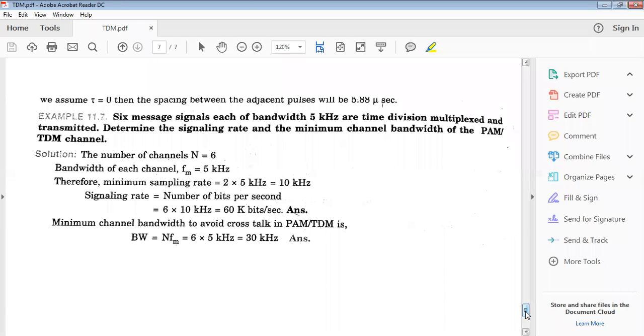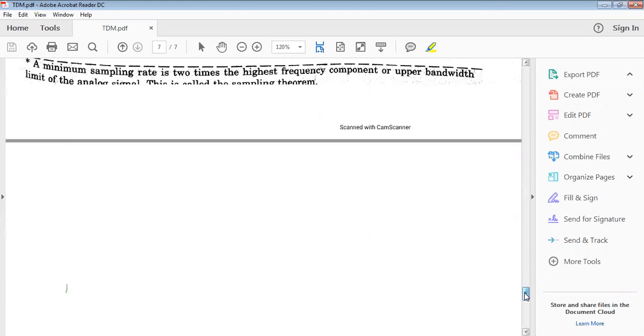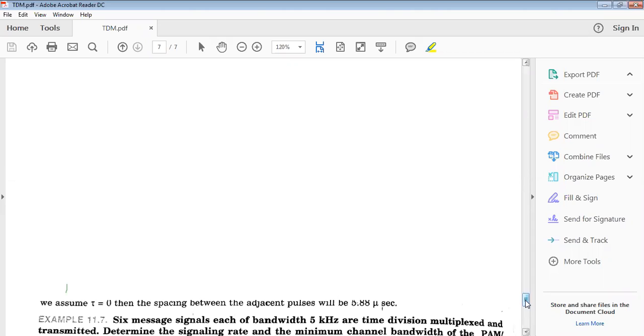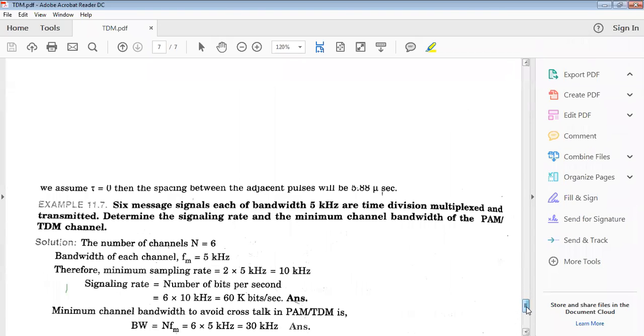Just go to the WhatsApp group. Just one numerical problem is there. Try to solve it and submit it by tomorrow. This is all over for today's class.